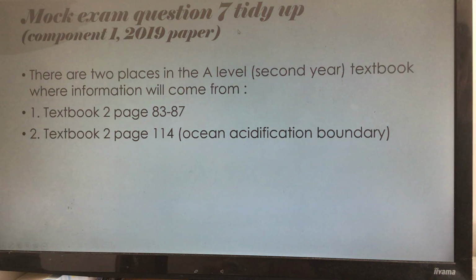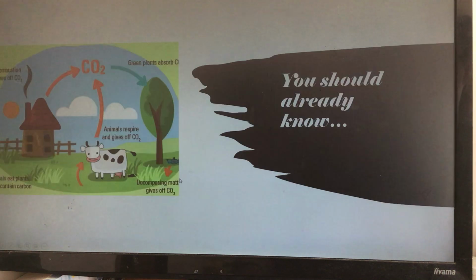So this is a mock exam question 7, tidy up. At the end I've got the question and the mark scheme with it, again just to go over the whole thing. In the textbook, in the second year A-level textbook, I've got the page numbers here for you for those 2 parts that I'm working through.